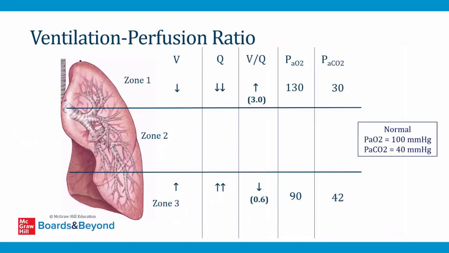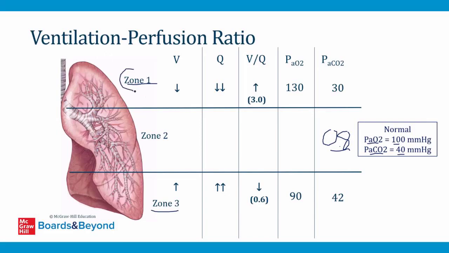So on this slide, I've summarized all the points you want to remember about how ventilation, perfusion, and the VQ ratio change in going from zone 3 at the base of the lungs to zone 1 at the apex of the lungs. So remember that the average VQ ratio for the entire lung is 0.8. Even though it's not equal in all zones, it's on average 0.8. And this produces normal findings on an arterial blood gas of a PaO2 of 100 and a PaCO2 of 40.